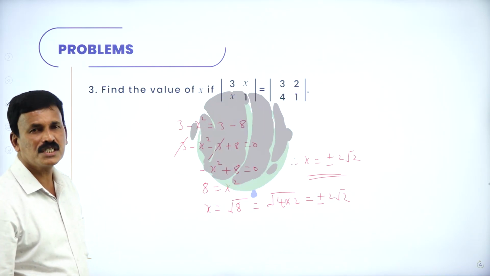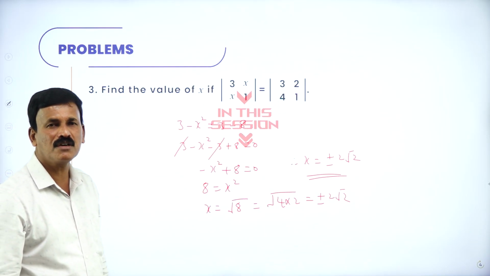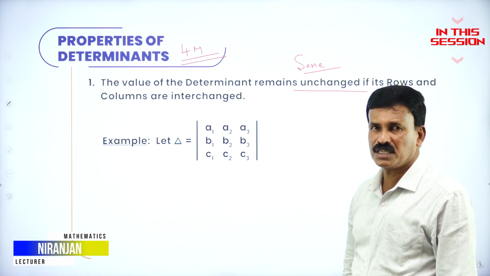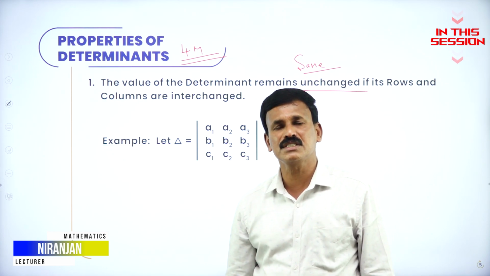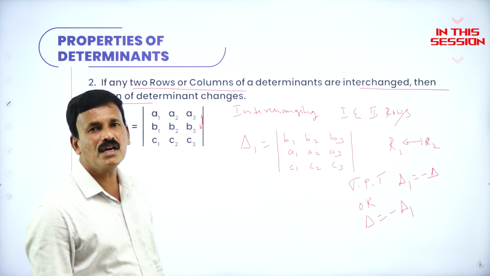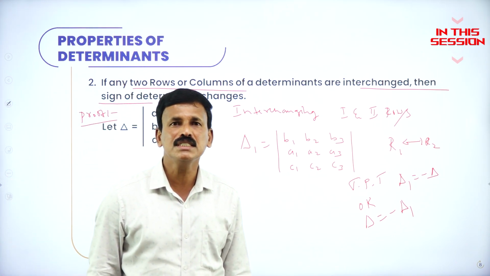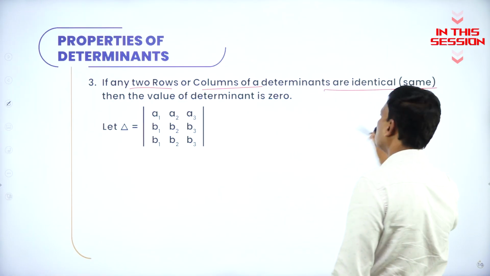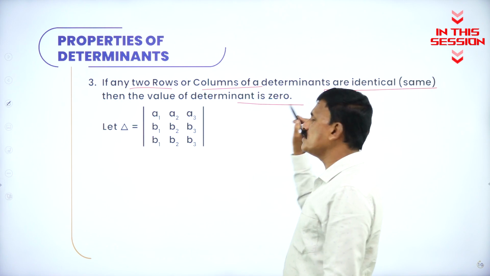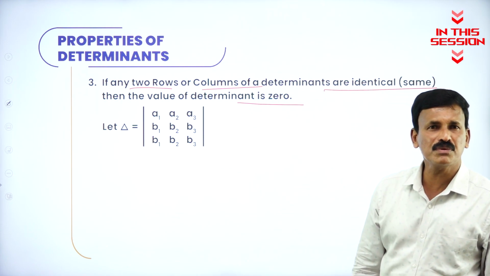4 into 2, that is plus or minus 2 root 2. So the value of x is equal to plus or minus 2 root 2. If I transpose this determinant, the value of the matrix determinant will remain the same. If 2 rows or 2 columns of a determinant are interchanged, the value of the determinant changes in sign. If any 2 rows or 2 columns of a determinant are same, then the value of the determinant is always equal to 0. This is a very important property.